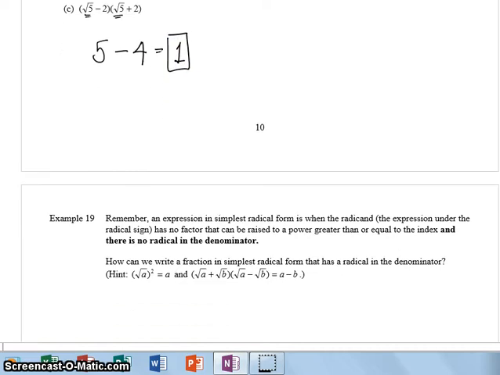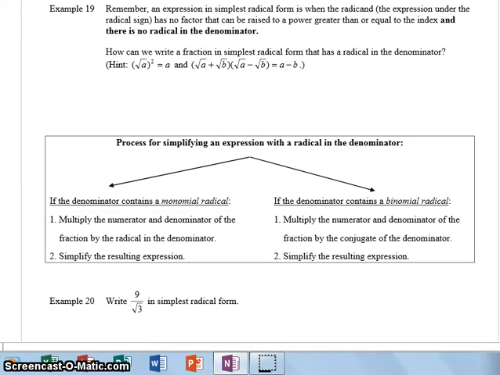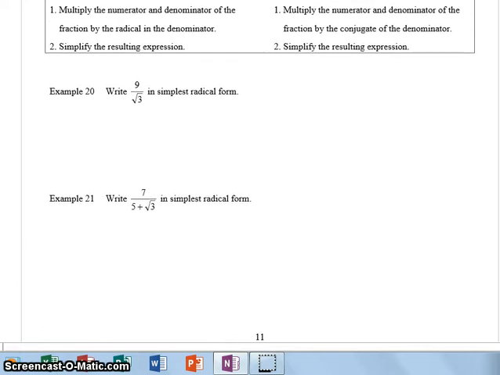Example 19. It says, remember an expression in simplest radical form is when the radicand, the expression under the radical sign, has no factors that can be raised to a power greater than or equal to the index, and there is no radical in the denominator. How can we write a fraction in simplest radical form that has a radical in the denominator? This is called rationalizing a denominator. To get rid of a radical in the denominator, it's against the math law to leave it like this.